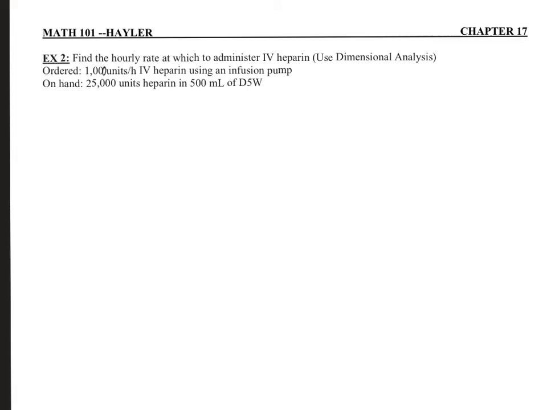Okay, so the first thing we want to do is look at all of our information and convert if we need to. So what do we have? Well, we know that the desired dose, D, is 1,000 units per hour. And the dosage unit, Q, is 500 milliliters. And let's see, the dose on hand, H, is 25,000 units. Okay, these are acceptable units, so we don't need to convert. They're both in the desired units.